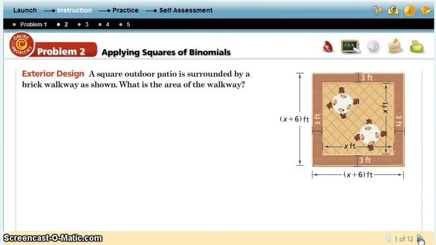In this problem, you will apply squares of a binomial to find an area. A square outdoor patio is surrounded by a brick walkway as shown. What is the area of the walkway? So basically, you've got this square patio, and then you've got this walkway going around, which also creates just a larger square. So what we're going to have to do is find the area of this big square here and take out the area that is the patio to figure out just this walkway that's going around the patio.